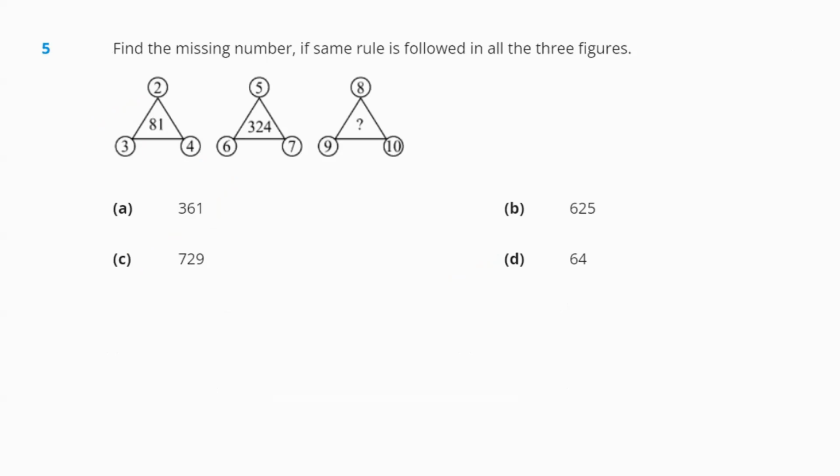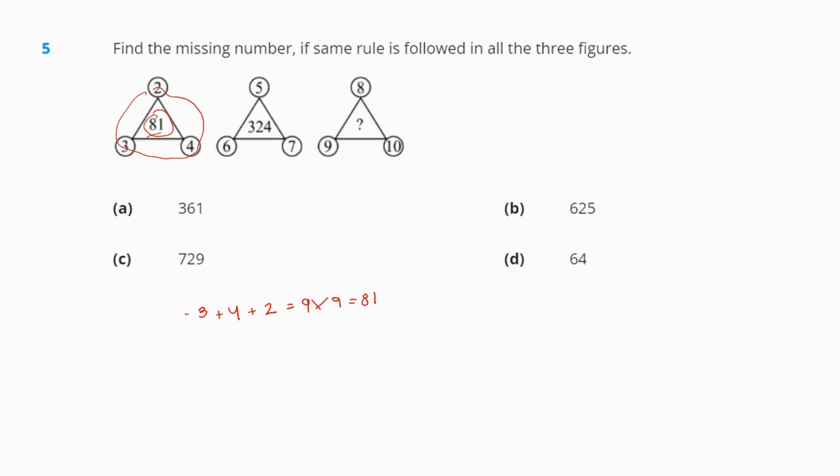Find the missing number if the same rule is followed in all the three figures. So we'll be doing something to create a relationship between all these three to get this number. Let's find the first. It is 3, 4, 2. Let's add these. We'll get 9. What should I do to 9 to have 81? Let's multiply 9 with 9.